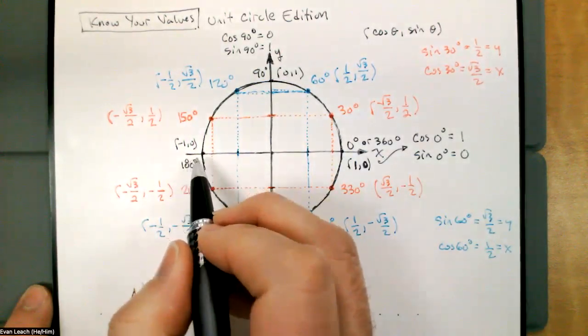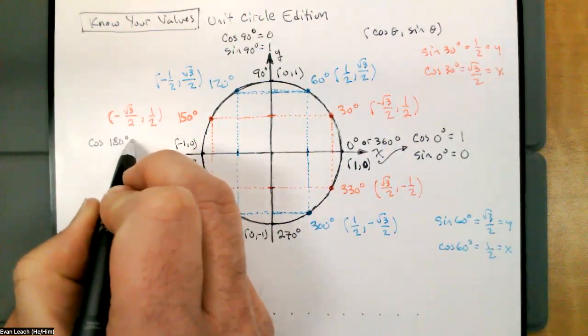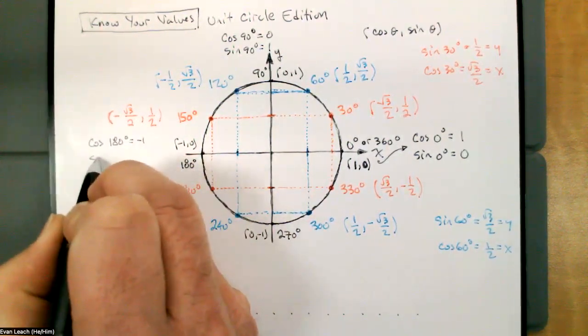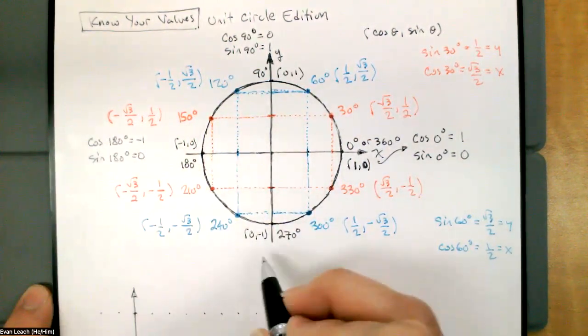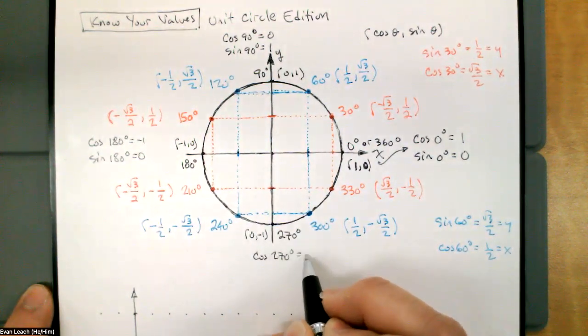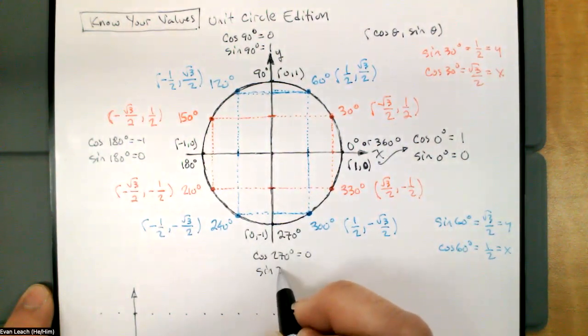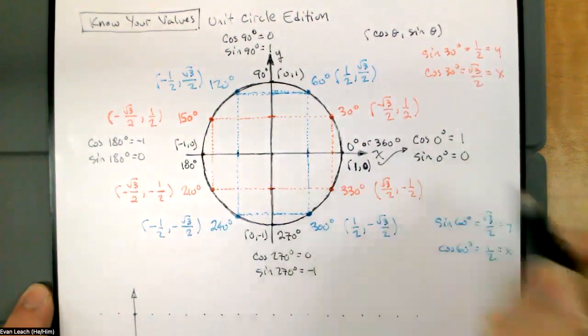And the sine of 90? Down here at 180, I can figure out the cosine of 180 and the sine of 180. And then down here we can figure out the cosine of 270. And then back up to 360.